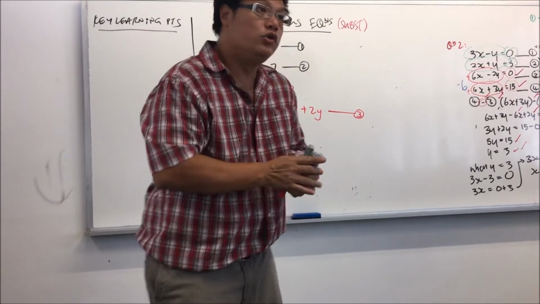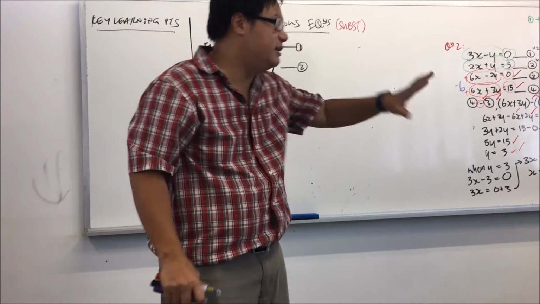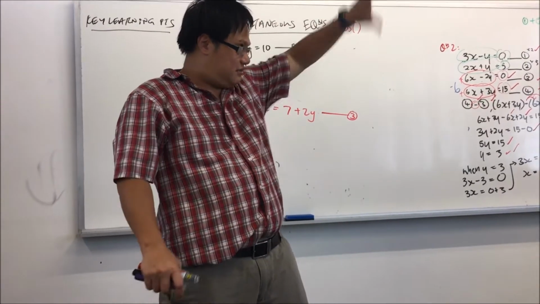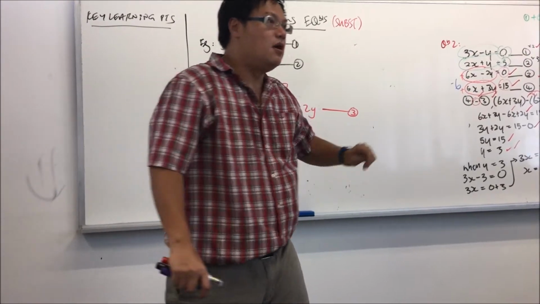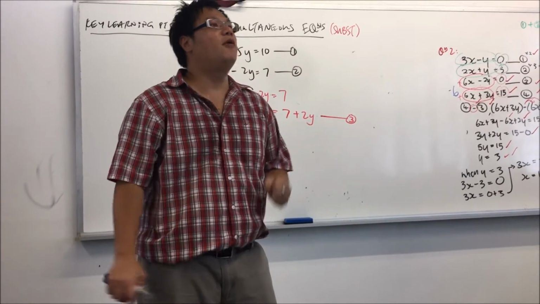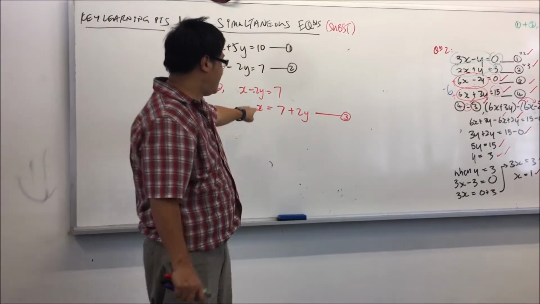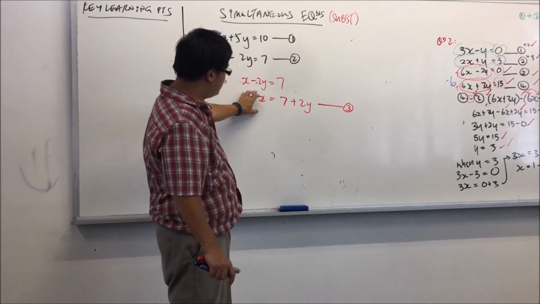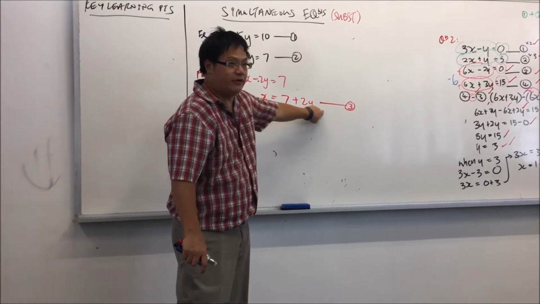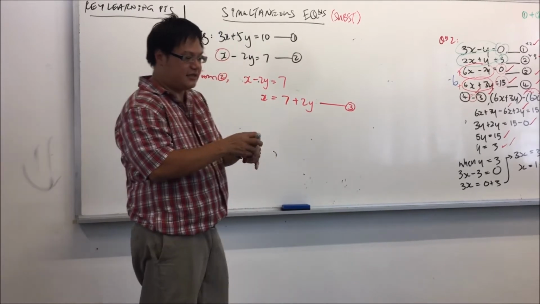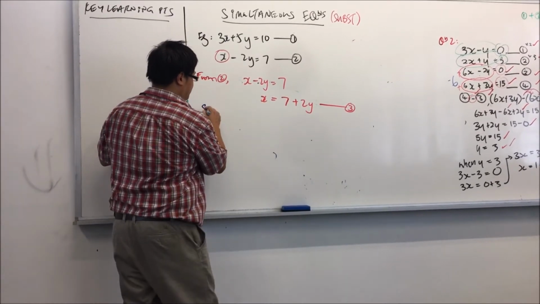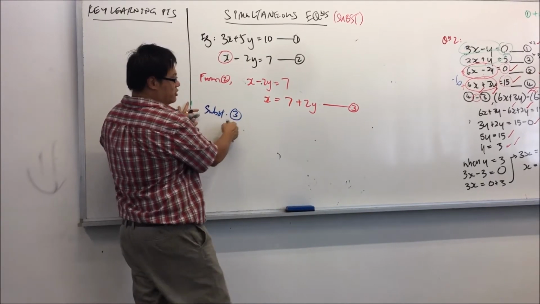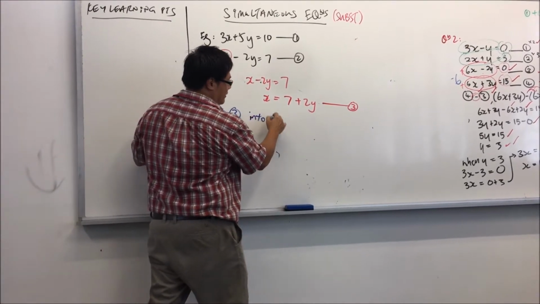New equation 3. Notice, this is not the same as the elimination method. The elimination method is to try to make the coefficient of x the same or make the coefficient of y the same. Over here, you are not doing that. You are forming a new equation by making x or y the subject of the formula. So from equation 2, I make x the subject of the formula. So x equals 7 plus 2y. Equation 3. So what I need to do now is take equation 3 and substitute. That's why it's called the substitution method. Take equation 3, substitute into equation 1.